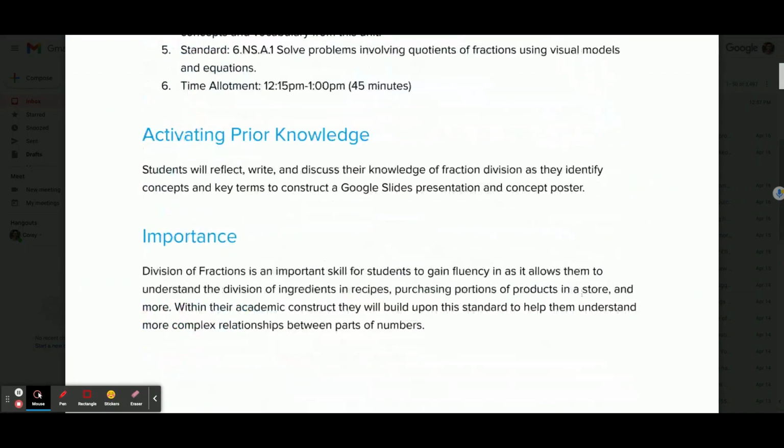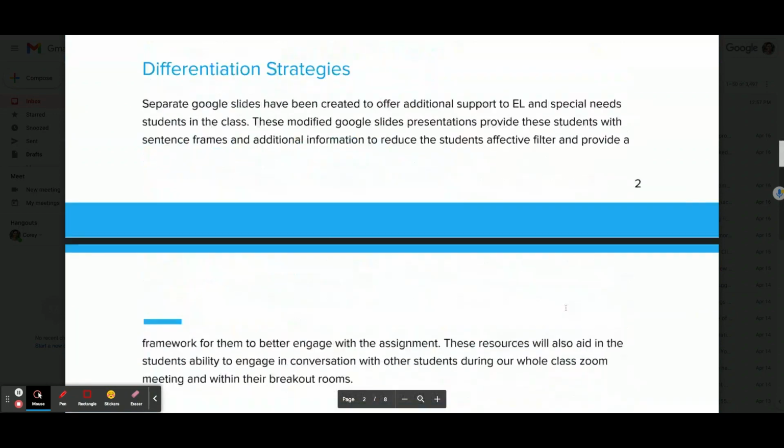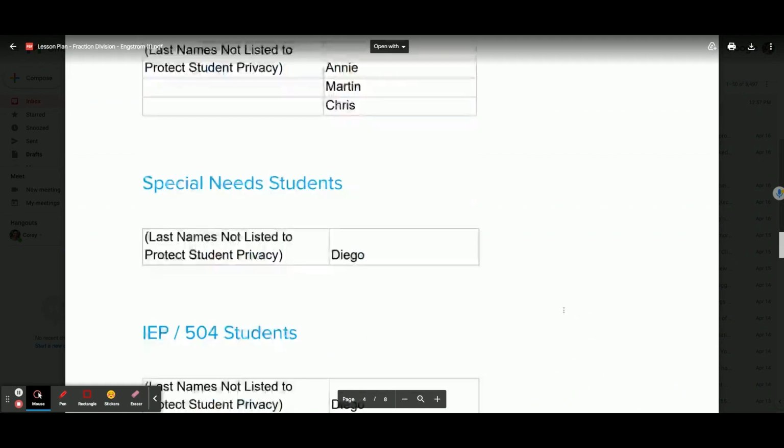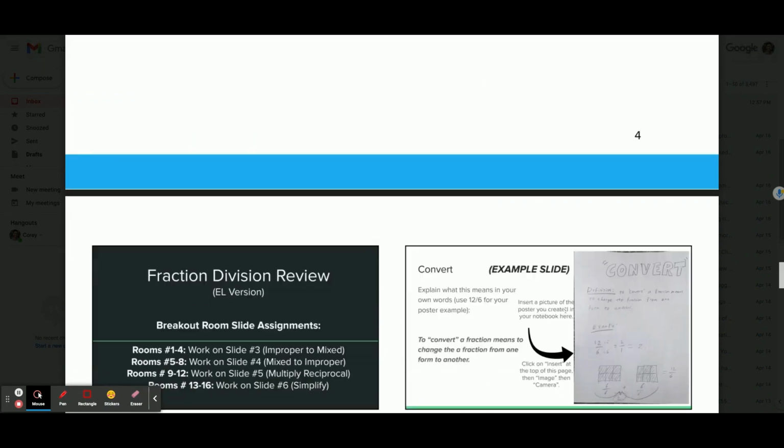Today I'll be reviewing my use of technology in a division of fractions lesson that I taught to my students in an online school environment earlier this year. Now, I think there are two key strategies that are really important to providing the best learning experience for students in the online school environment.